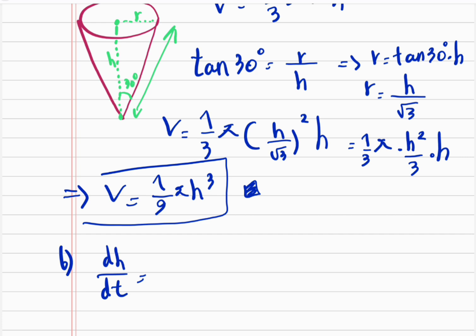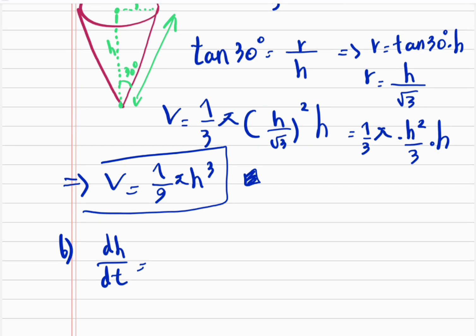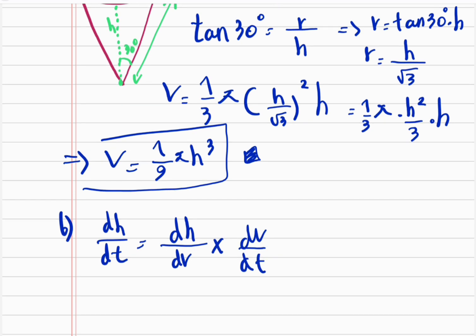So in order to find dh by dt, we need to again have three different parameters. In this case, we have h, we have t, and the third one is going to be the volume, right? The volume of the cone. So that's going to be the connector, the variable that connects h and t in our chain rule. So we are going to have, because we want to have dh in the numerator, dh by dv times dv by dt, because the two dv's are going to cancel out and we'll get dh by dt.